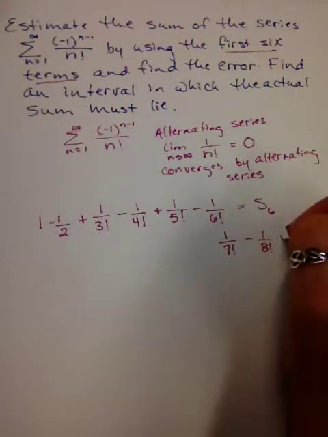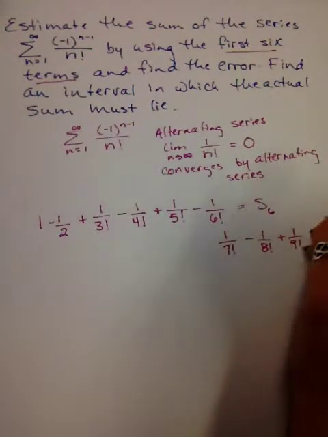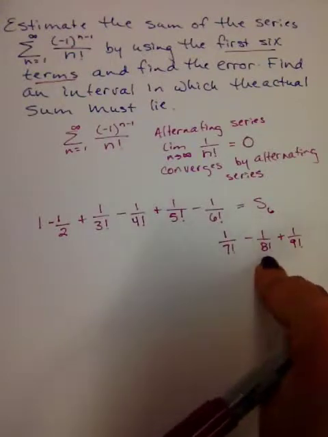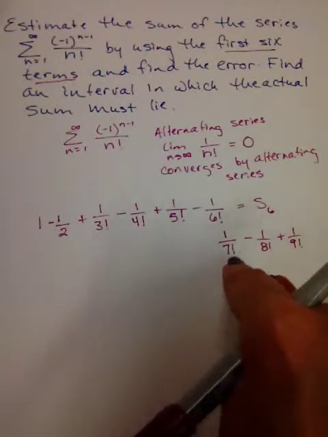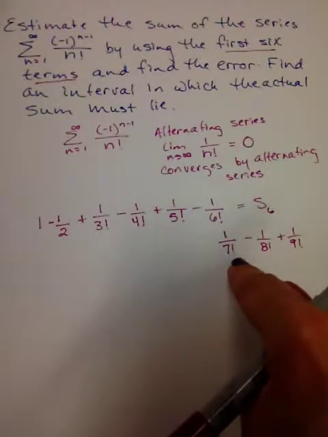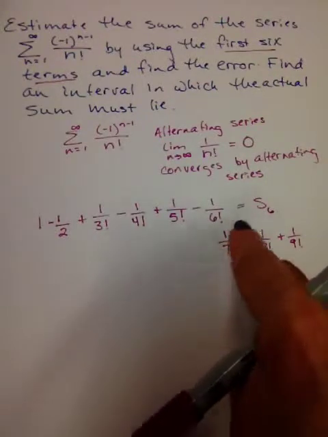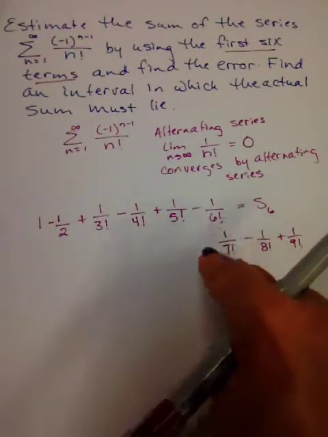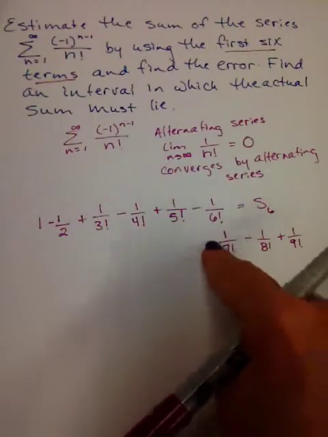I'll come back, I'll add in a 1 over 9 factorial, but 1 over 9 factorial is smaller than 1 over 8 factorial, so this is still the most my error can be, and that's too much. I know my error is less than that, but this would be the max. So to find the error, you look at the next term.